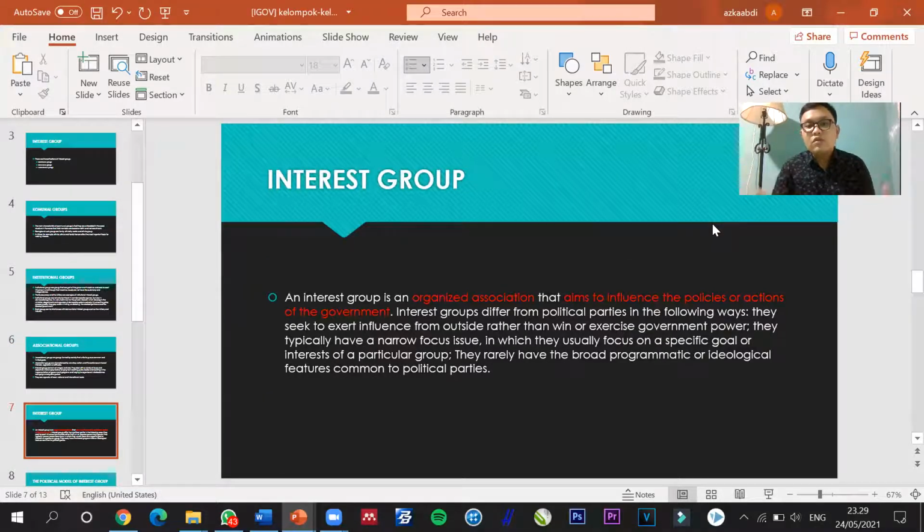So we can conclude that an interest group is an organized association that aims to influence the policies or actions of the government. Interest groups differ from political parties in the following ways. They seek to exert influence from outside rather than win or exercise government power. They typically have a narrow issue focus, usually a specific goal or interest of a particular group. They rarely have the broad programmatic or ideological features common to political parties.